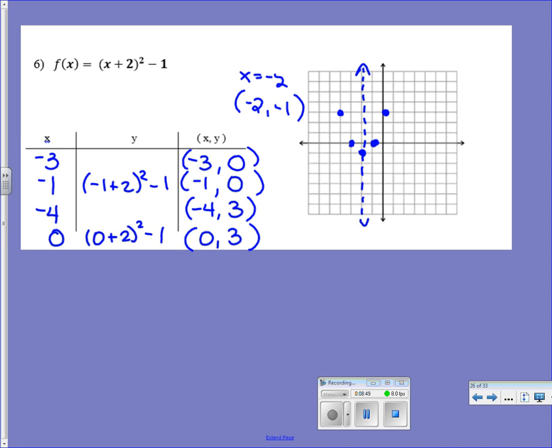And again, I've got my 5 points. You make your parabola. So then if you just follow those steps, you can always graph a parabola in vertex form.